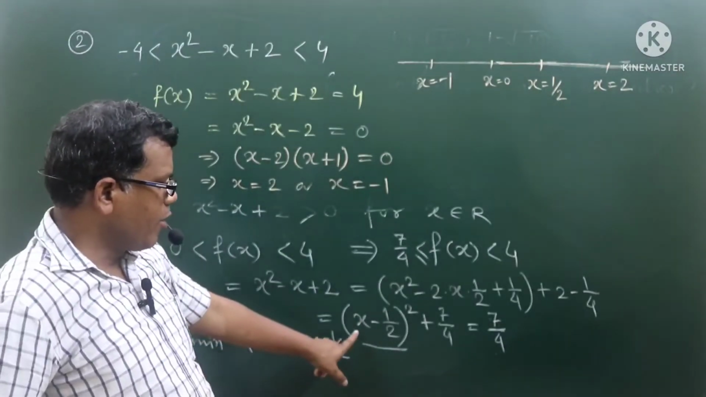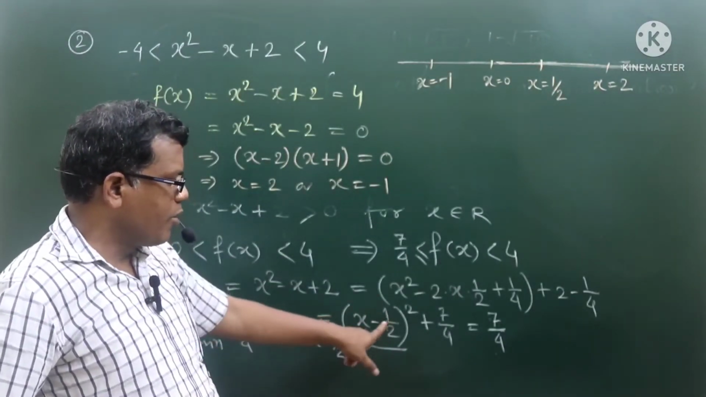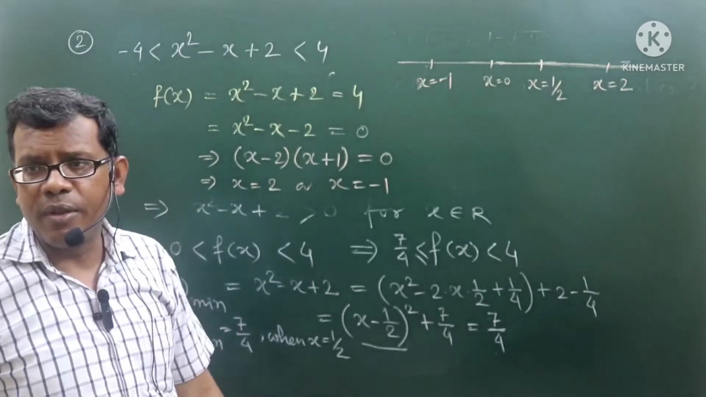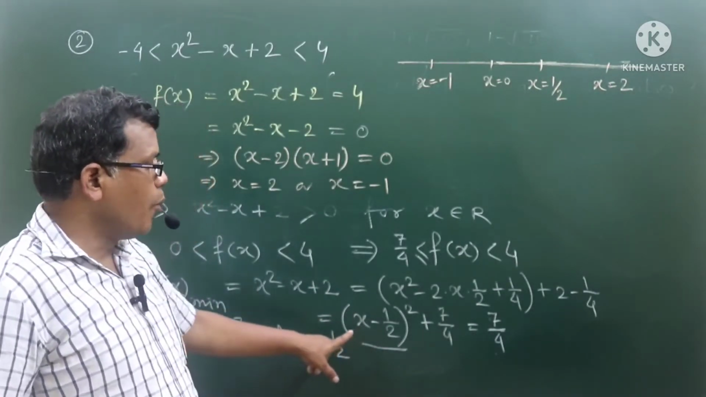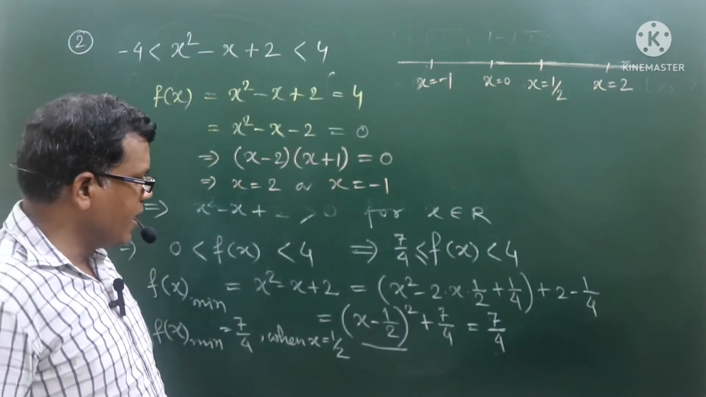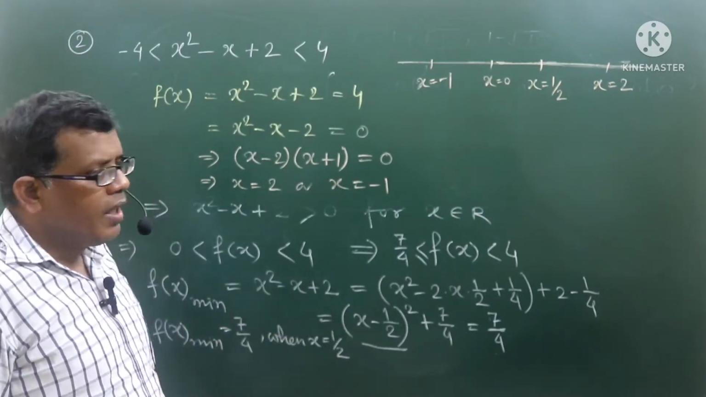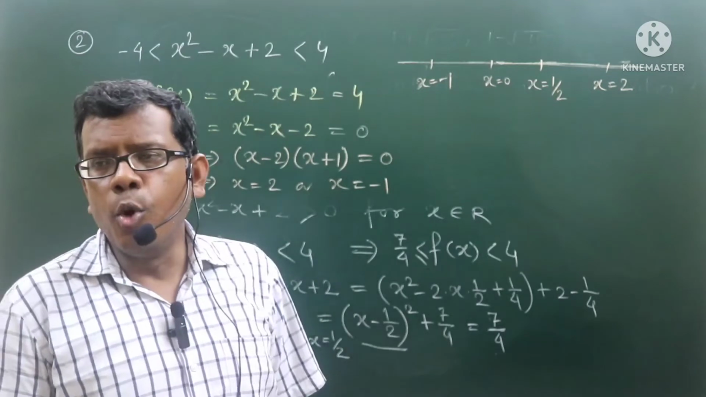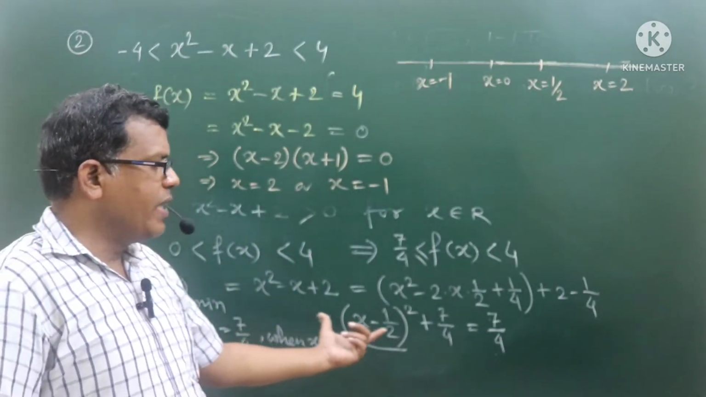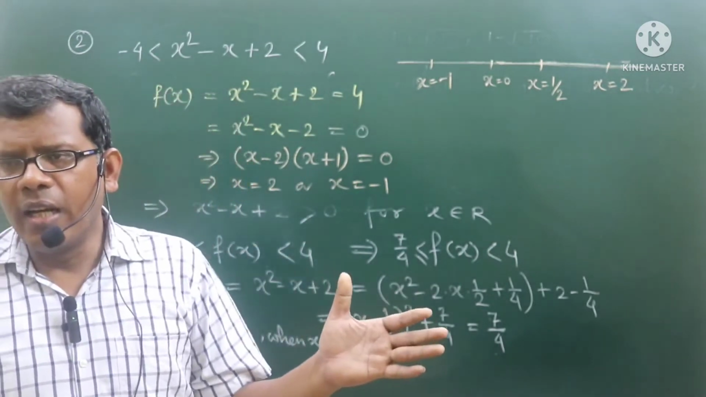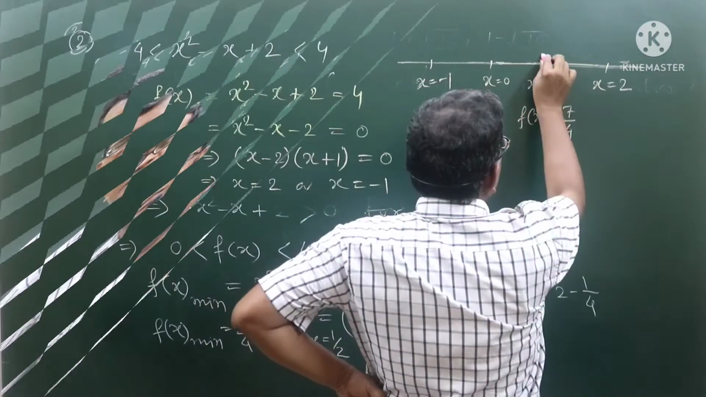So when I put x equal to half, this part becomes 0. So 0 plus 7 by 4 is 7 by 4, the minimum permissible value. Now plus half means 0.5. Now check one thing: if you put x something more than half or less than half in this expression, what will happen? Will this expression's value start decreasing, or will it start increasing?